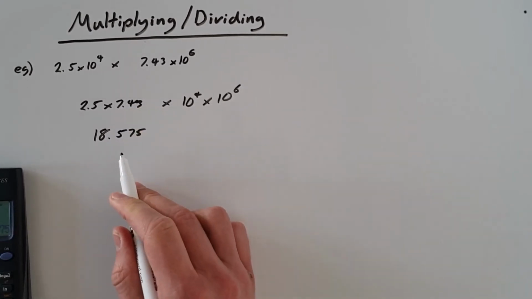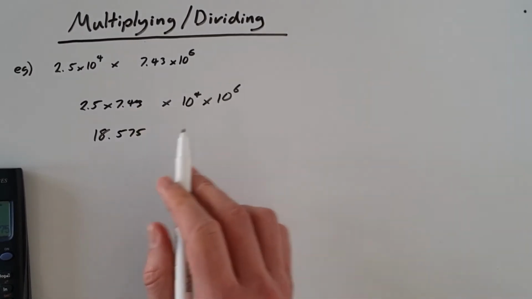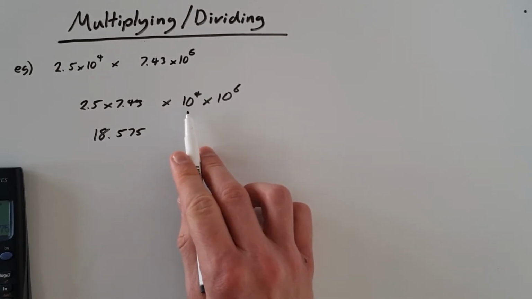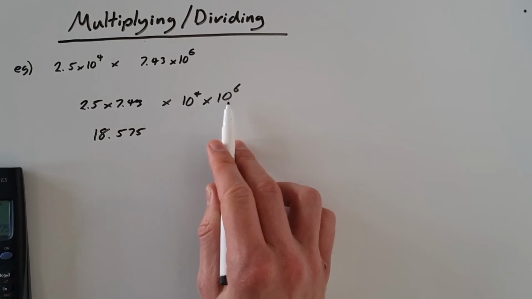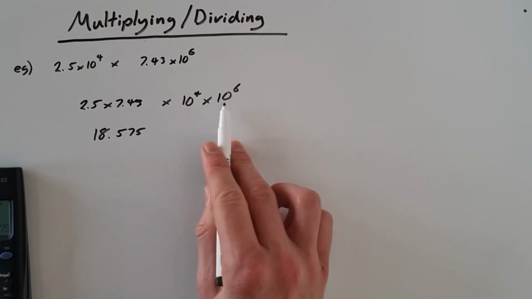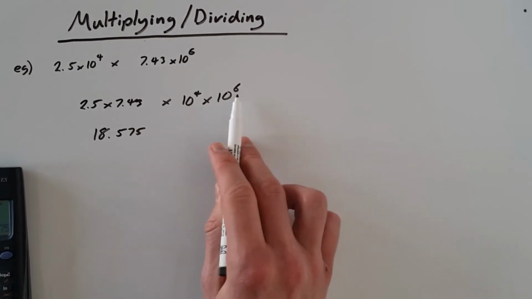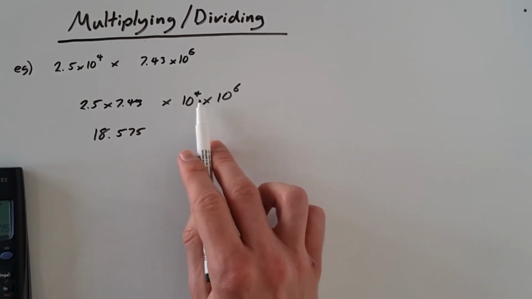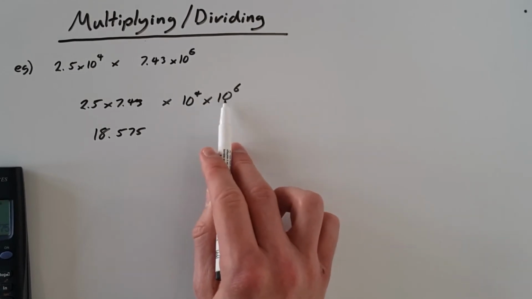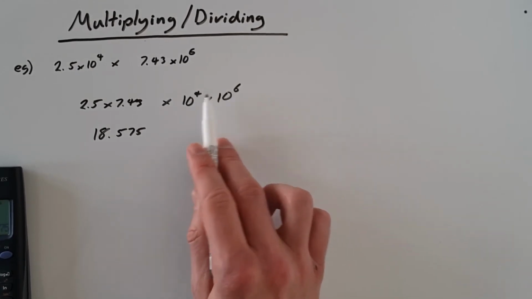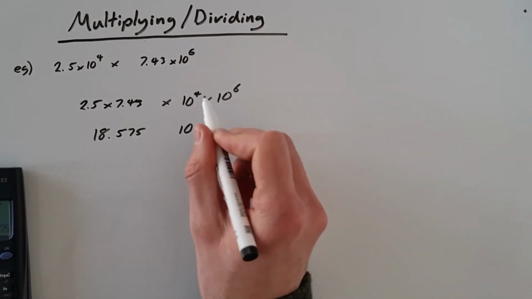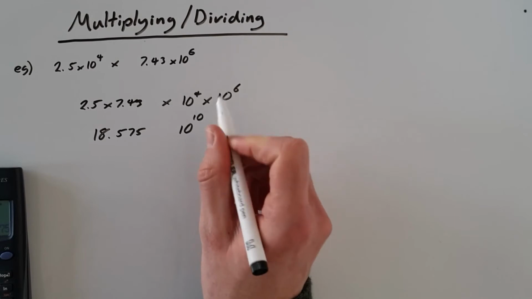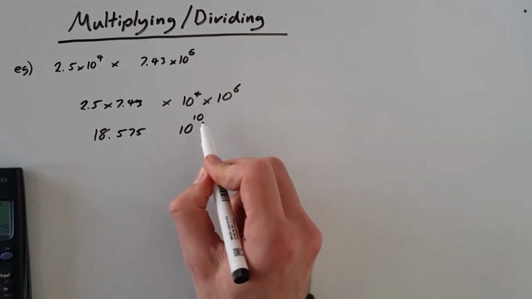So that's the first bit out here. Now we've got this bit here where we want our times 10 to the 4 times our times 10 to the 6. The rule we have then is when we multiply numbers like this, which are the same number, just different powers, we keep this number the same, and then we add the powers. So this just becomes 10 to the power of 10, because 4 plus 6 is 10.